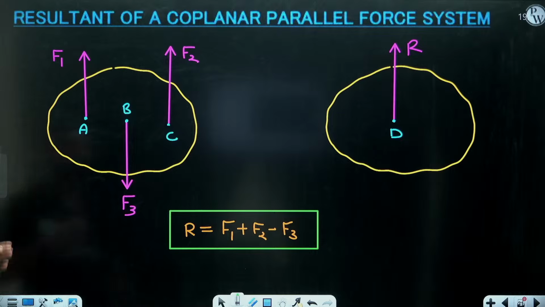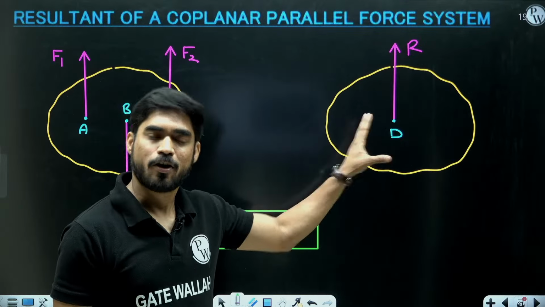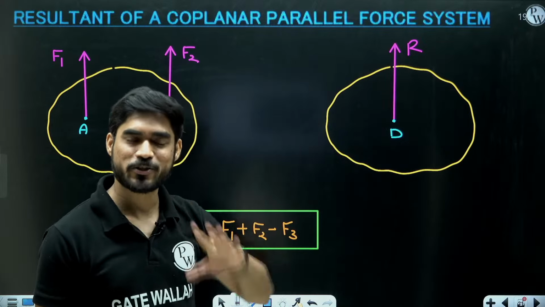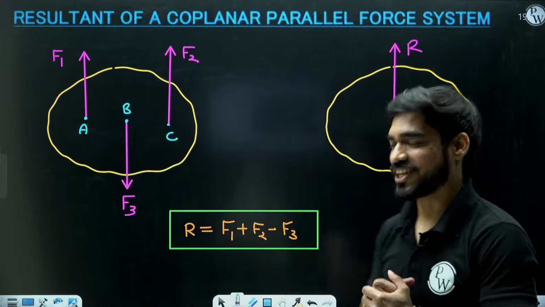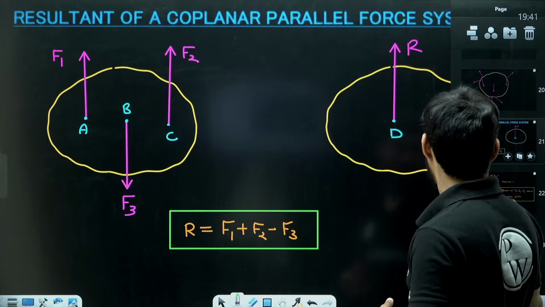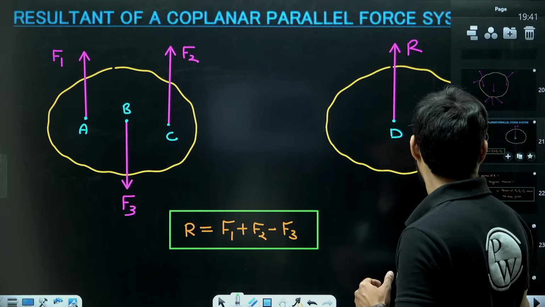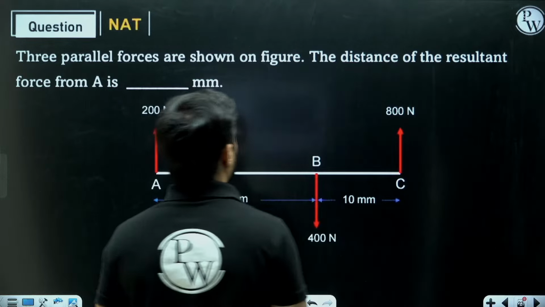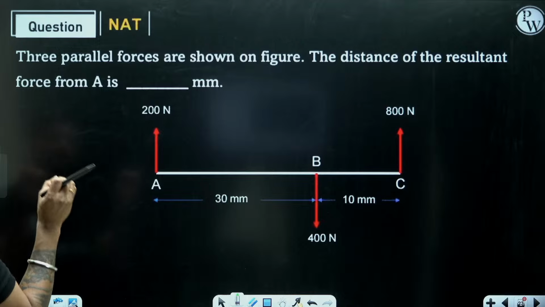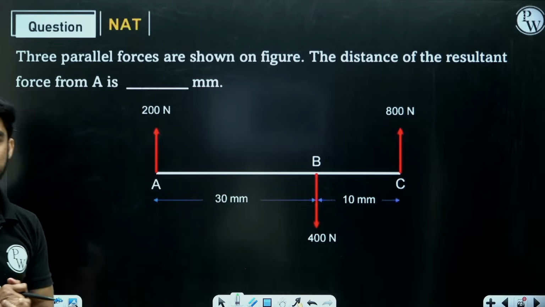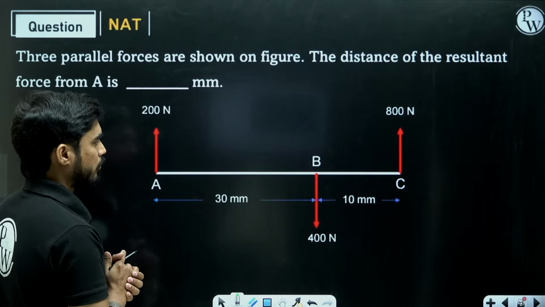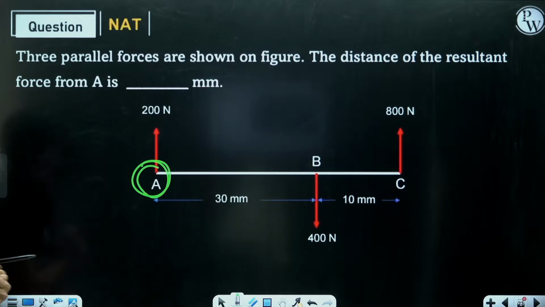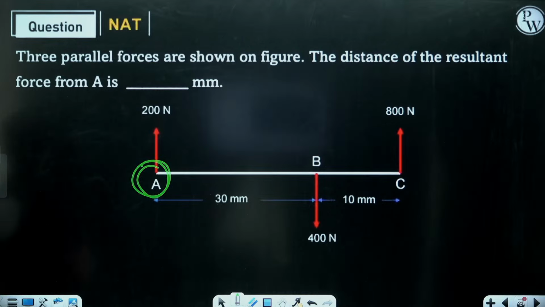So let's solve a few questions of this force system in order to understand how it is done. Are you ready to solve the problem with me? Chalo. This is the first question, a very easy one. Three parallel forces are shown in the figure. The distance of the resultant force from A is? They are asking you the distance of the resultant force from this point A. So what are you going to do first?